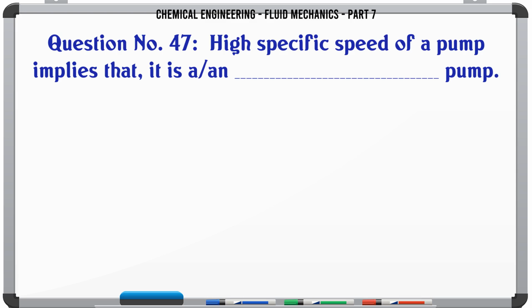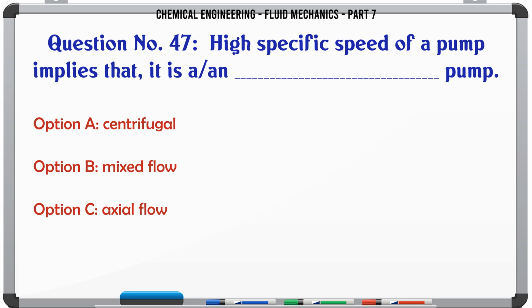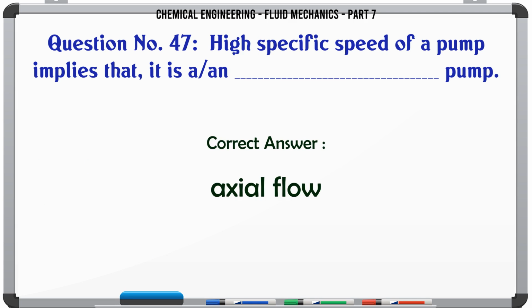High specific speed of a pump implies that it is an blank pump. A. Centrifugal, B. Mixed flow, C. Axial flow, D. None of these. The correct answer is axial flow.